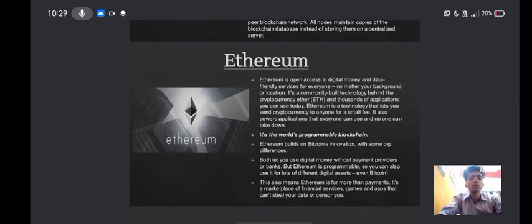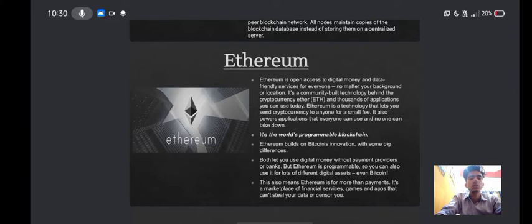So my course is on Ethereum blockchain development. So let's gain some knowledge on Ethereum, that is, what is Ethereum. Ethereum is basically a cryptocurrency that works on the concept of blockchain, and after Bitcoin, Ethereum is the most hyped cryptocurrency. Ethereum is open access to digital money and data-friendly services for everyone, and it's the world's programmable blockchain. Ethereum builds on Bitcoin's innovation with some big differences. Ethereum helps us to build smart contracts on itself.